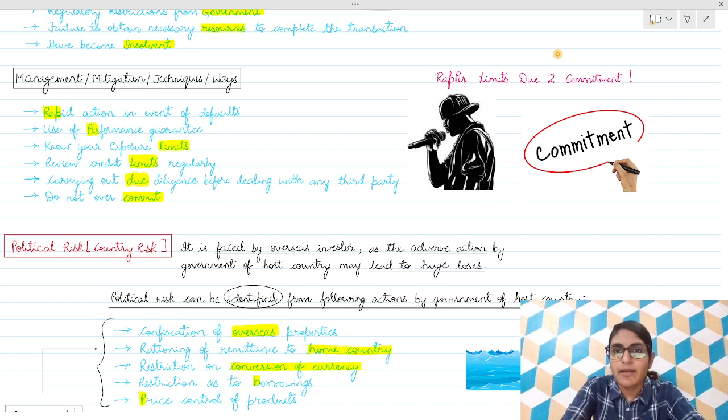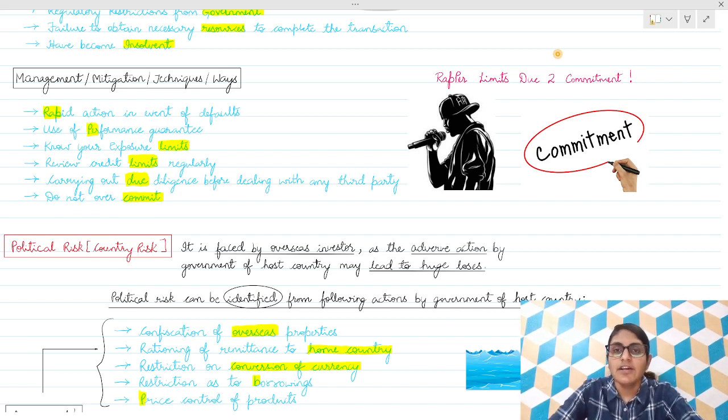Per is performance, so use of performance guarantee. Rap is rapid action in event of defaults. Per is use of performance guarantee. Limits.